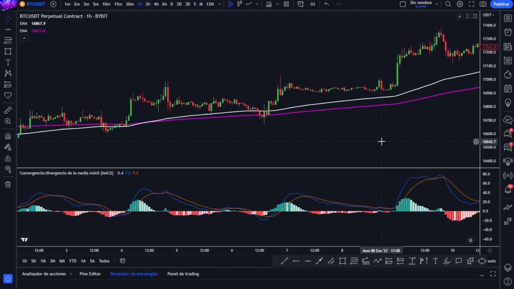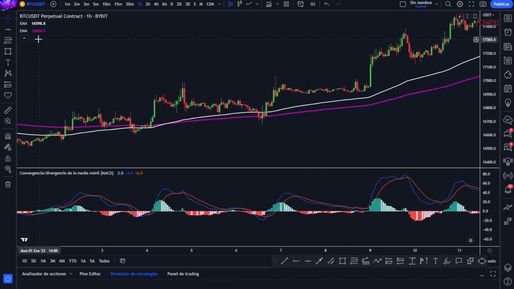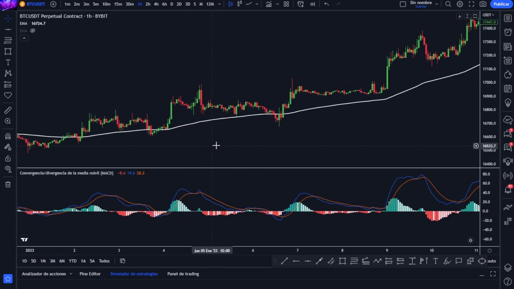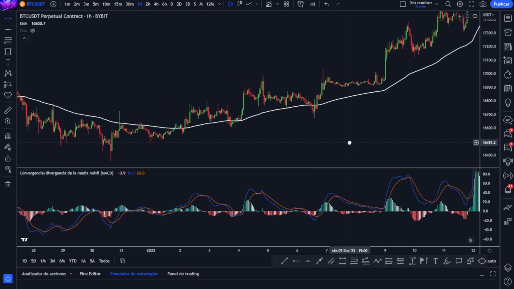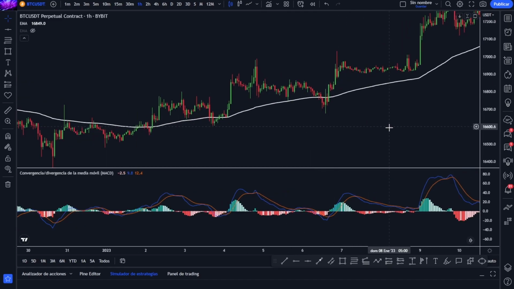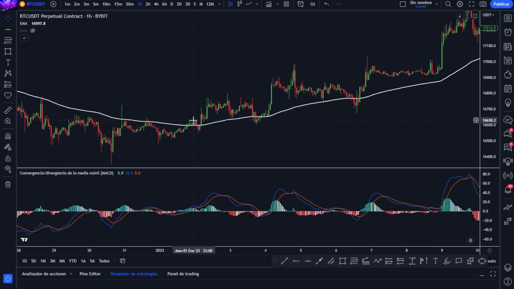And how can we know what trend the price is in? Well, very simple. In fact, I am even going to hide the 200 period EMA. I am going to leave only the 100 period EMA so that you can see it much clearer. And it is very simple.